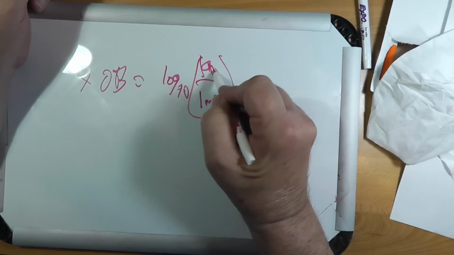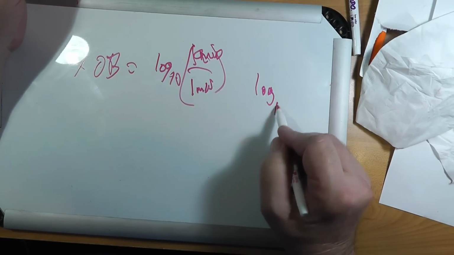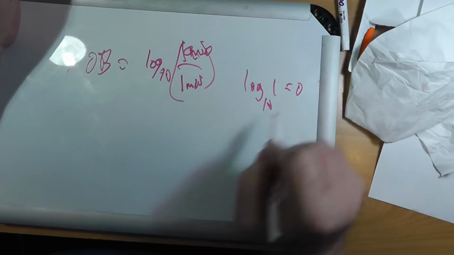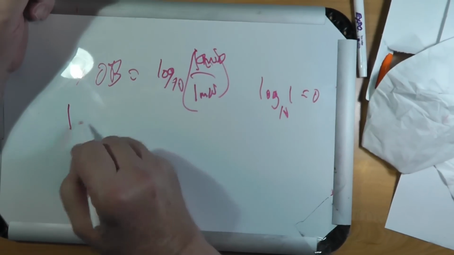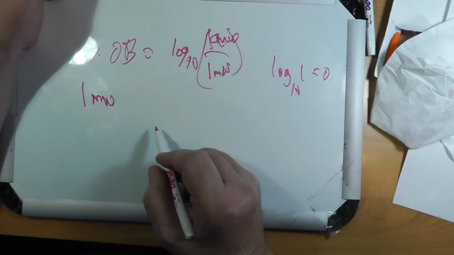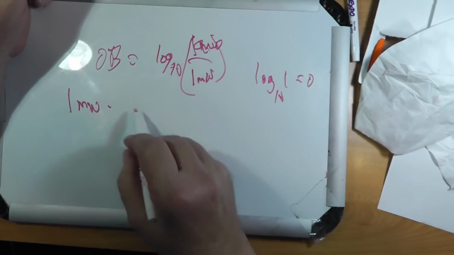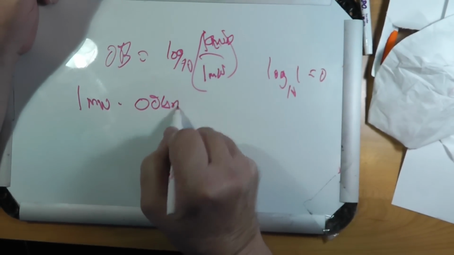Now, if you've got 1 milliwatt here, you've got 1. The log 10 of 1 equals 0. So if I have a 1 milliwatt transmitter, which is pretty low power, I have 0 dBm. Now we can reference all kinds of things here to the number of dBm.